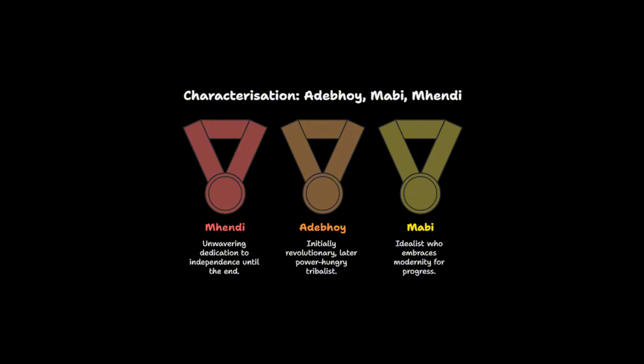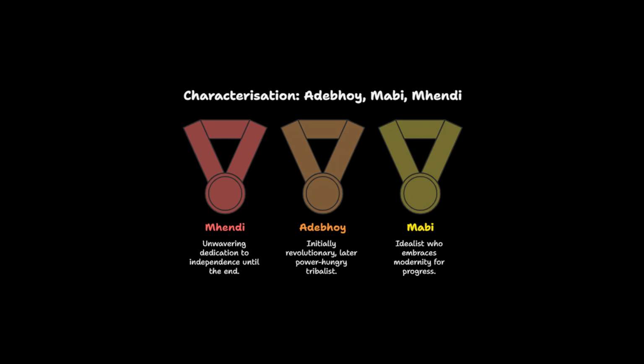Then the last three characters that I'm going to group together, and who I think are also key in the book, are Adebhoy, Mabi, and Menti. All three characters, just like Udomo, are African intellectuals who are based in London at the start of the novel and who have a desire to rescue their countries from European rule. All three were also in London before Udomo, and Mendi has already participated once in a failed revolution in Prulalia.